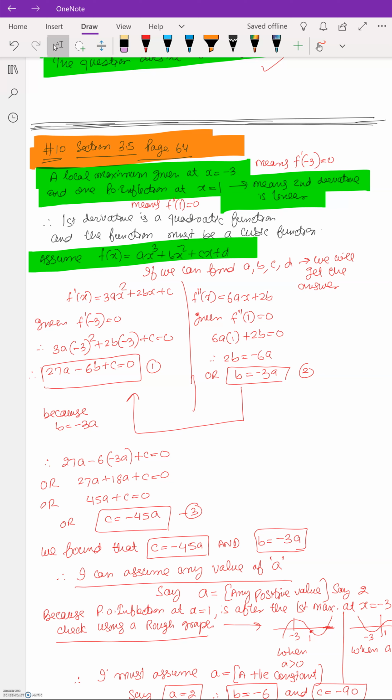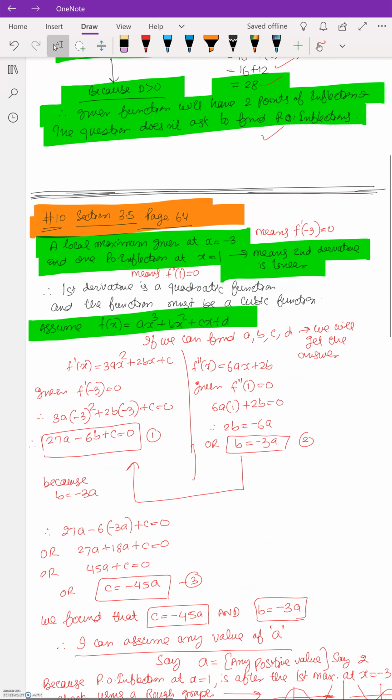The second question I got is again from section 3.5, page 64. This is an open-ended question, meaning if we try to solve it, we might end up getting a lot of different answers, right? So I'm just going to go over the approach, and then at the end I'm going to explain how many different solutions you can get. The question is asking, there is a function, it has a max point, a local max point at x equal to -3.